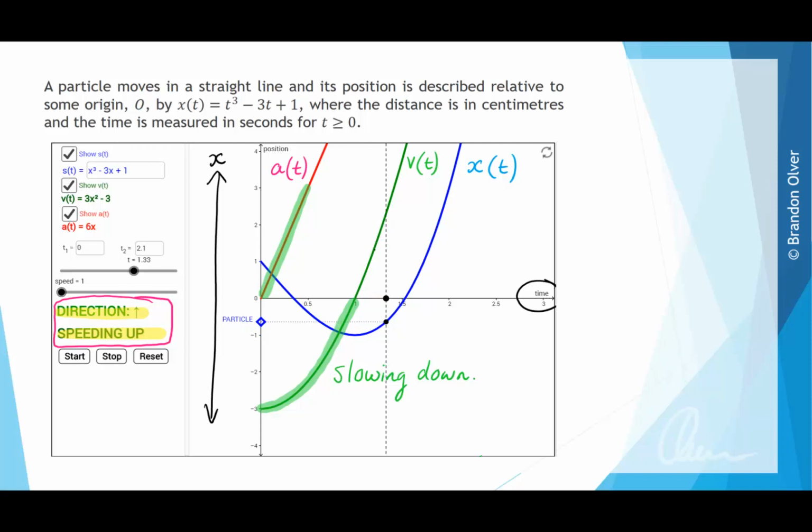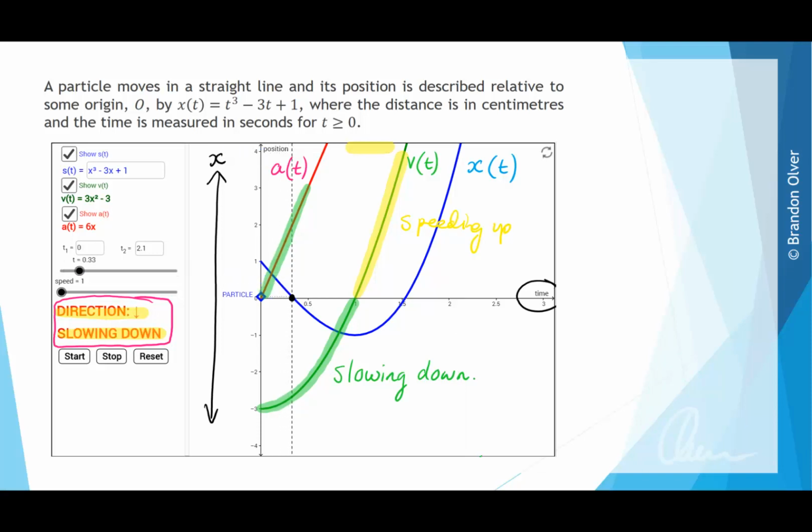However, as we continue, we can see that it's actually speeding up. And that's because we now have a positive velocity with what will be a positive acceleration up here. So when the acceleration and velocity have the same sign, that means that we're going to see a particle speeding up. So up here, it's actually speeding up. And that's going to occur for all t greater than 1.